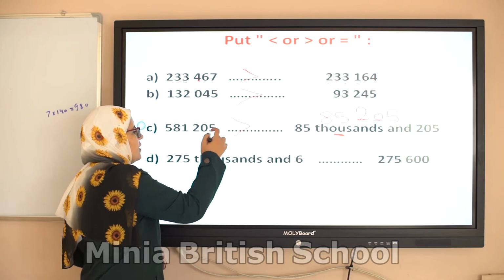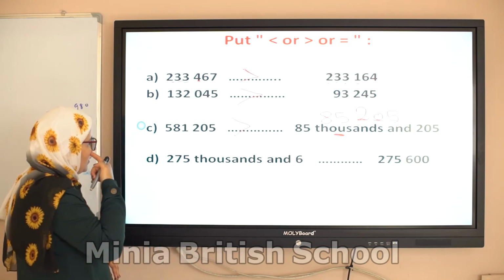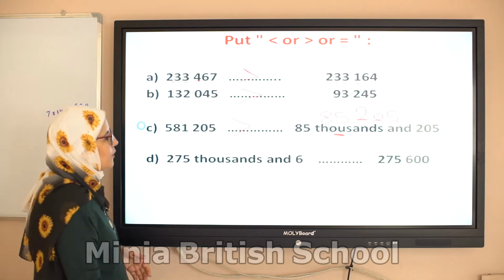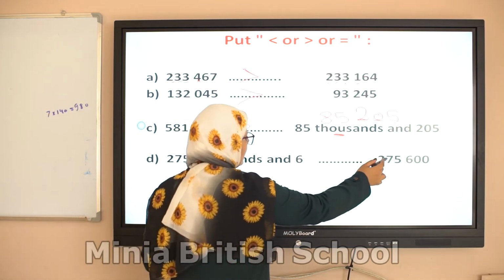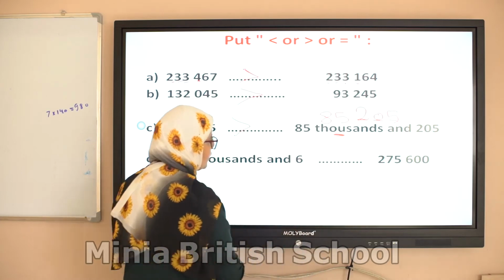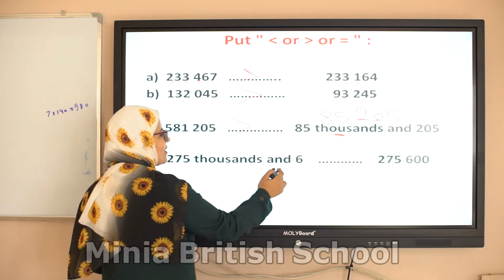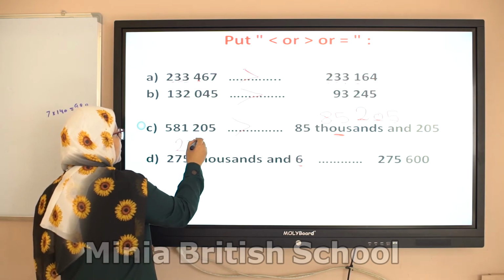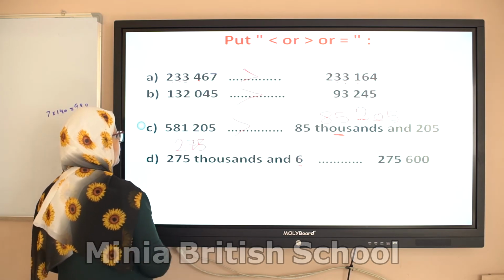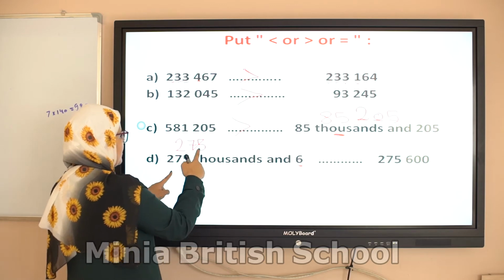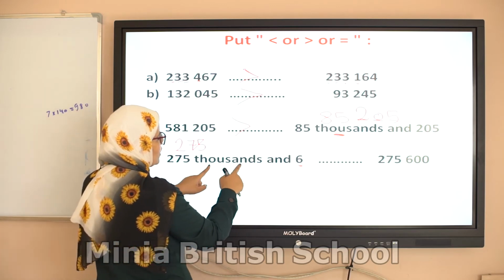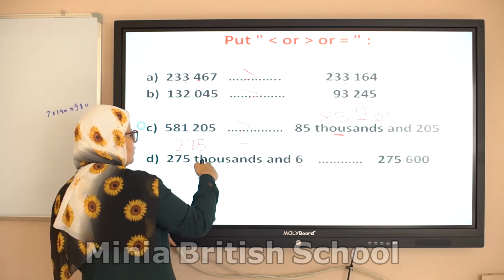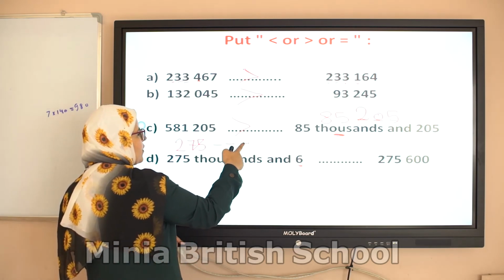Let's see. Here we have 275,006, and here we have 275,600. Here 6. So I need to convert this to the standard form, to the digit form. 275,000. 1,000 means after this I have 3 places. After 1,000 I have hundreds, tens and units.